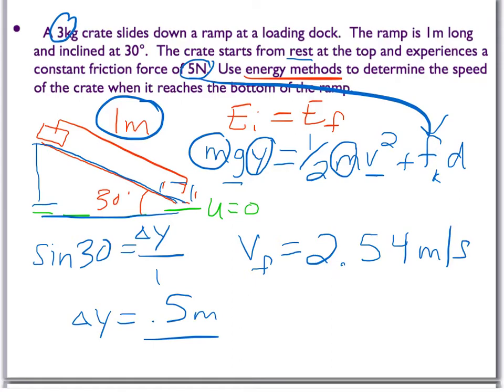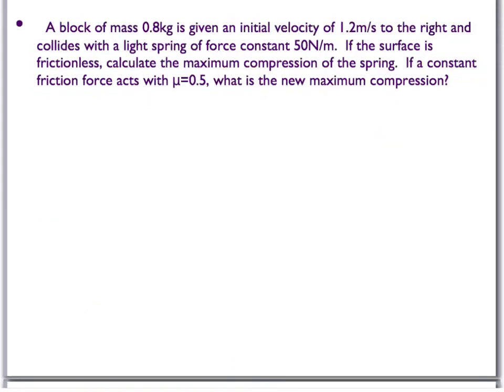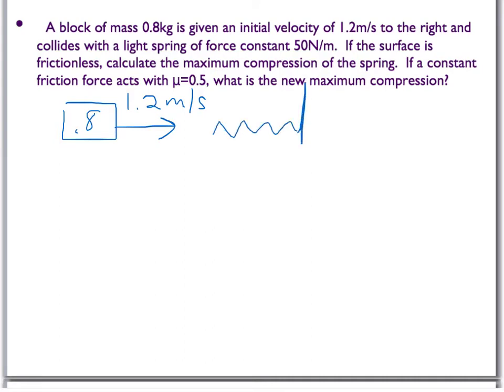Let's try another problem. In this example, we have a block that is 0.8 kilograms that is going to be sliding across a surface at 1.2 meters per second. It's sliding to the right, and once it gets over here, it's going to collide with a light spring that has a force constant of 50 newtons per meter. Basically, this is our k value.